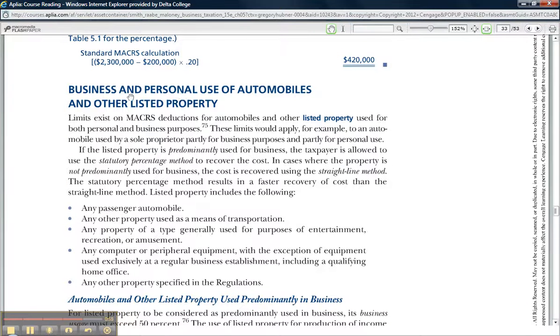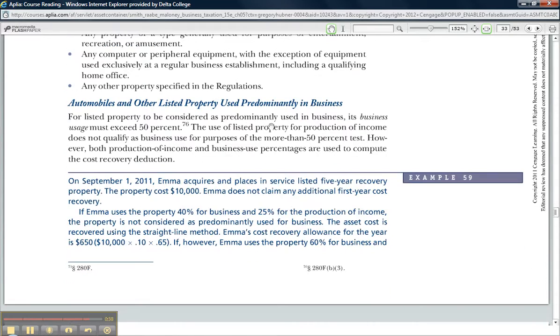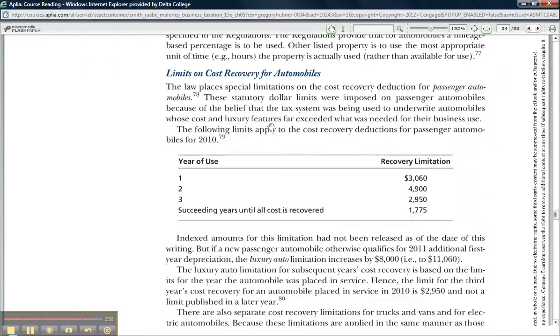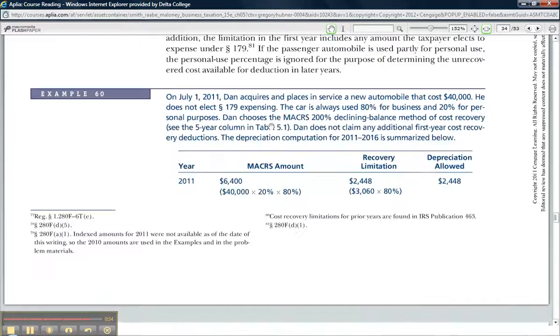There are also some rules for cars and other listed property. Listed property are types of assets that are typically used for both personal and business purposes. It's hard to separate them, like cell phones or computers or cars. So they limit deductibility for these things to certain amounts per year. Read through this. It's not going to be a major topic on homework and tests, but you might see a question regarding these limitations.